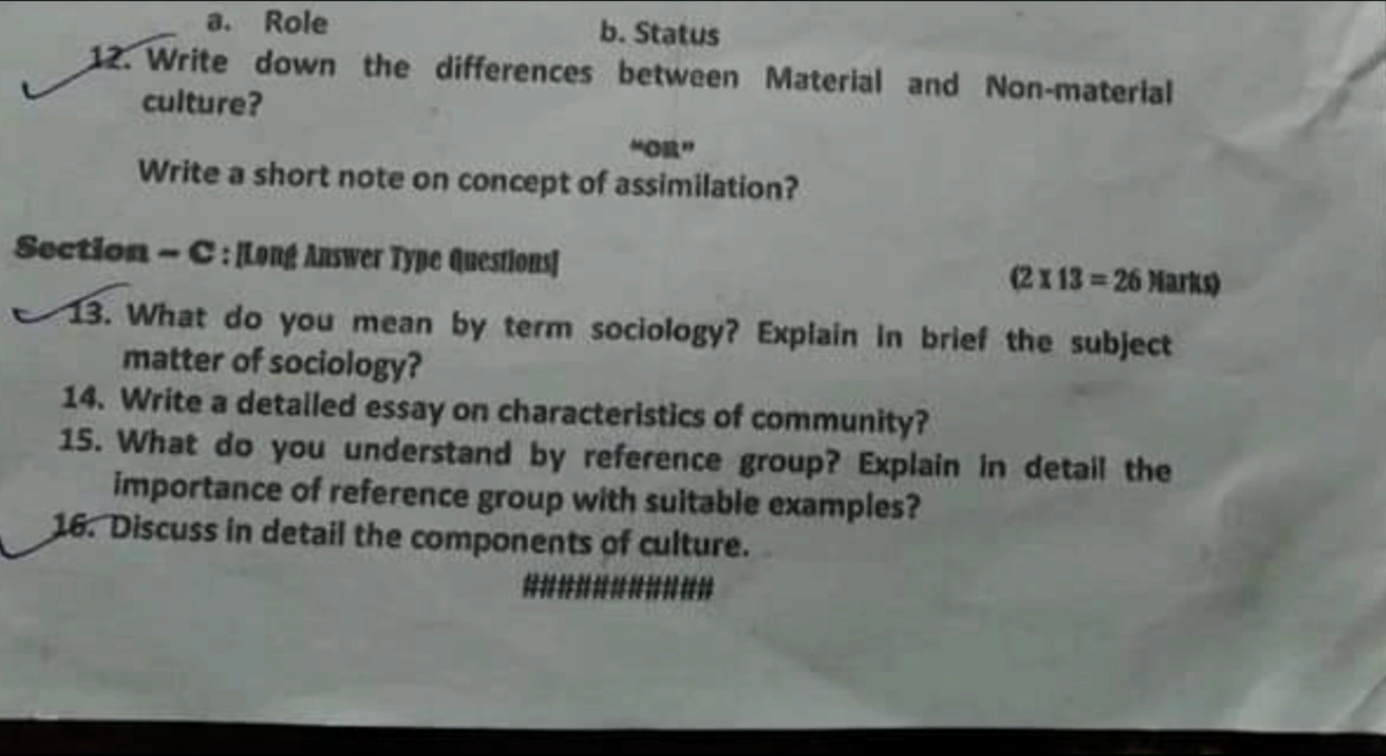Section C, long answer type questions, 2 into 13 is equal to 26 marks. Question number 13. What do you mean by the term sociology? Explain in brief the subject matter of sociology. Question number 14. Write a detailed essay on characteristics of community. Question number 15. What do you understand by reference group? Explain in detail the importance of reference group with suitable examples. Question number 16. Discuss in detail the components of culture.